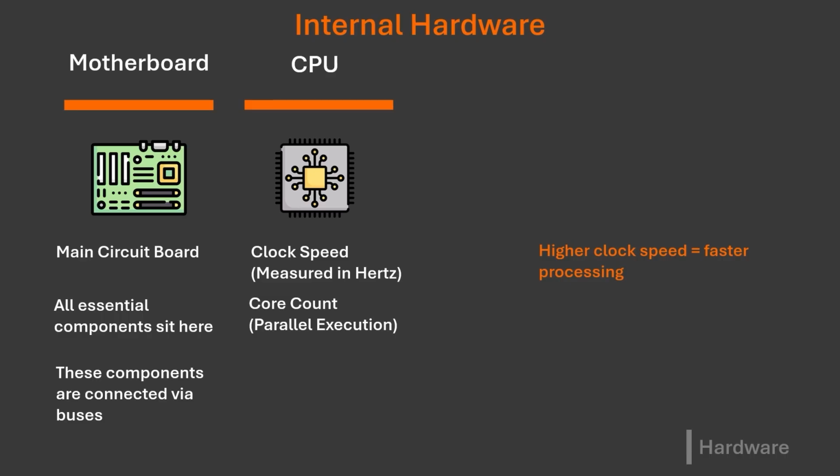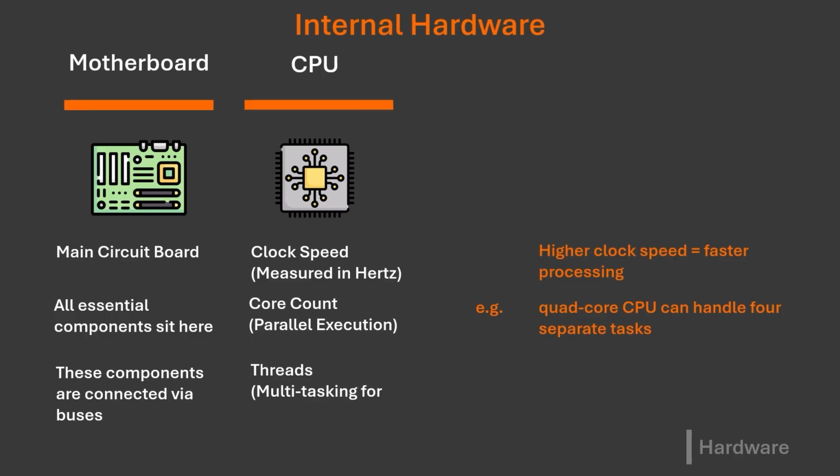So for example, a quad core or 4-core CPU can handle 4 separate tasks at the same time, like working on a presentation in the foreground while email syncing, a cloud backup, and a data analysis tool running in the background.